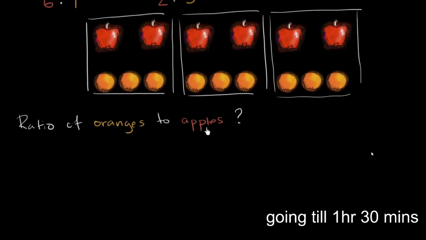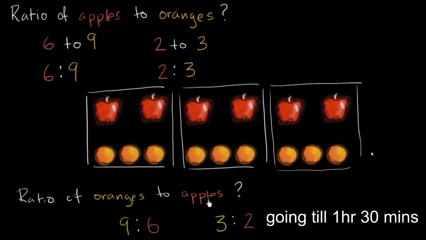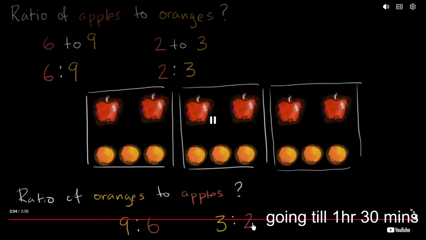Here we have 9 oranges for every 6 apples. So we could say the ratio is 9 to 6. Or if we want to reduce it, we divide by 3: for every 3 oranges, we are going to have 2 apples. So notice, this is just what we had up here, but when we had apples to oranges, it was 6 to 9, 6 apples for every 9 oranges. And now when it's oranges to apples, it's 9 to 6, 9 oranges for every 6 apples. Or we could say for every 3 oranges, we have exactly 2 apples.